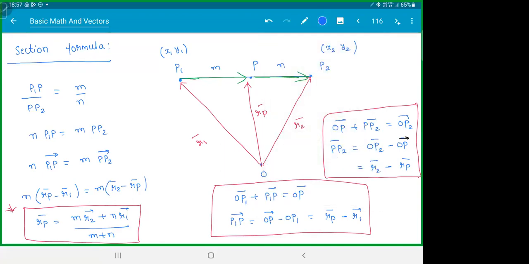Check it out. If I give you two vectors, R1 bar and R2 bar, and say RP bar is some point P, this is the relation between them. I'm sure you studied something like this in school, right? This is the section formula in vectors.